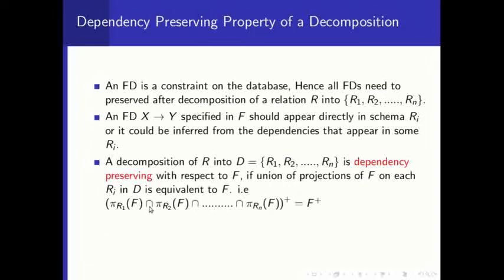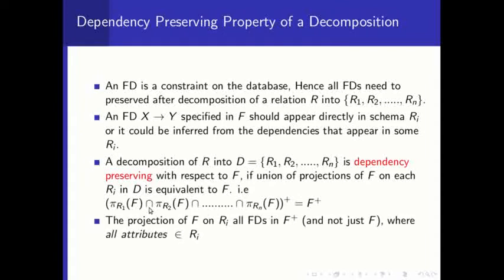This must be a union symbol. I will be changing this in the original, in the new PDF. The projection of F on Ri covers all FDs in F closure, not just the FDs in F, where all attributes are in Ri. All FDs in F closure, not just in F. You will see this statement with an example, then it will be more clear.